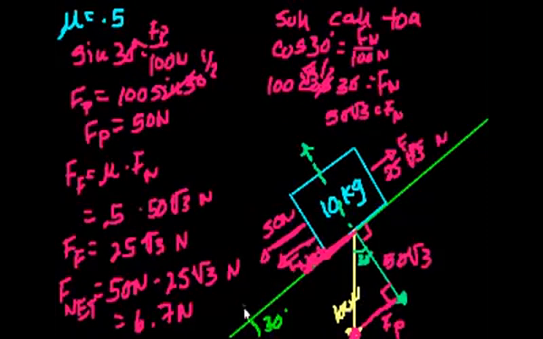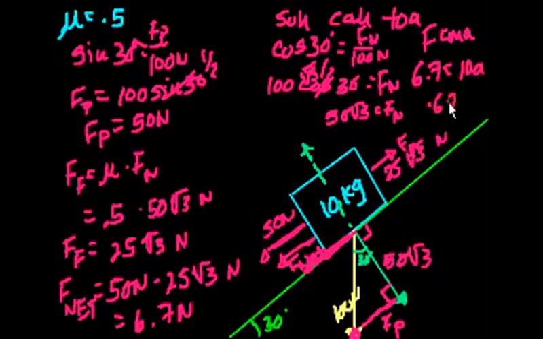So how fast is the object going to accelerate? Well, 6.7 divided by the mass, right? F equals ma. So 6.7 is equal to 10 times the acceleration. Divide both sides by 10. So 0.67 is equal to the acceleration. That's 0.67 meters per second squared. Actually, well, I don't have space for the units.